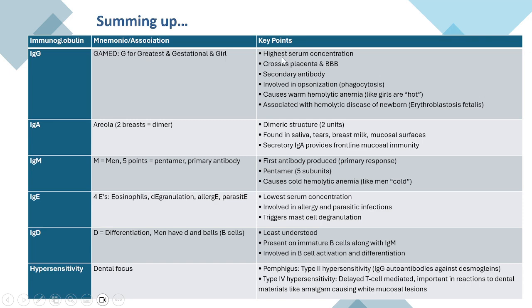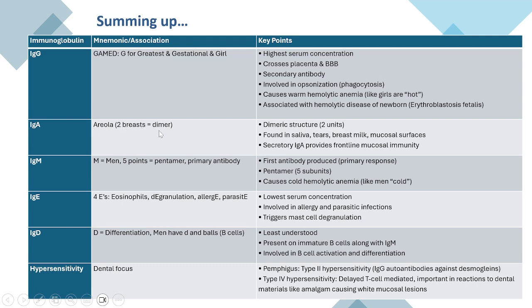So IgG has the highest serum concentration, it crosses the placenta, males are primarily produced, girls are secondarily produced, grabbing phagocytes. So opsonization is the main role of IgG. And when it comes to anemia, girls are hot or warm, so IgG causes warm hemolytic anemia, and the G in gestational also shows that it plays a role in hemolytic disease of newborn or erythroblastosis fetalis, which is the role of IgG.